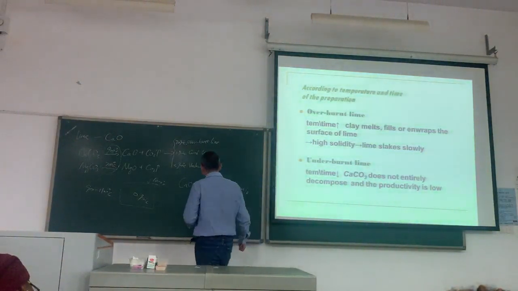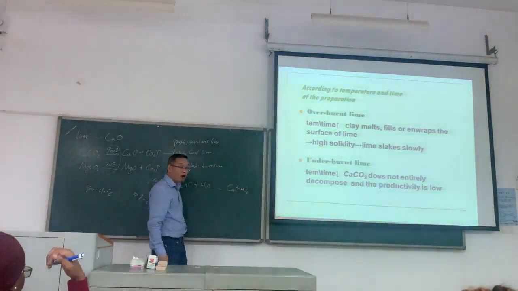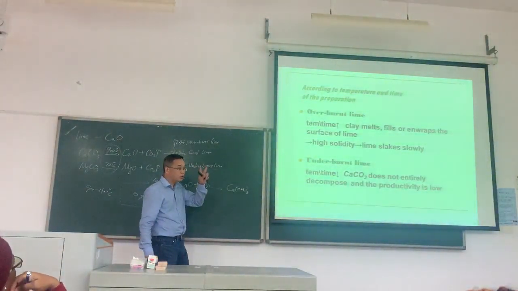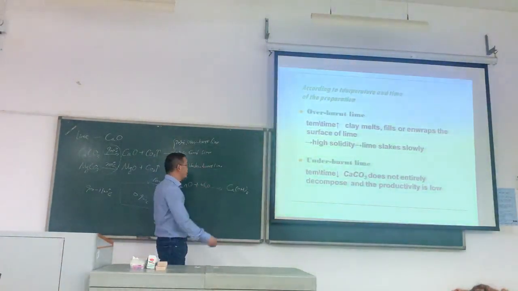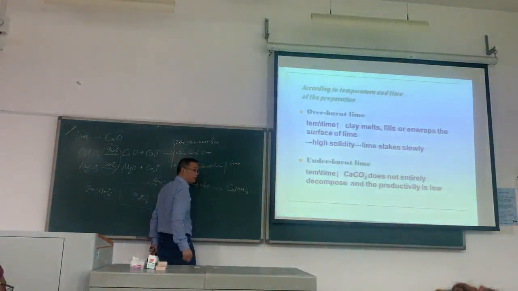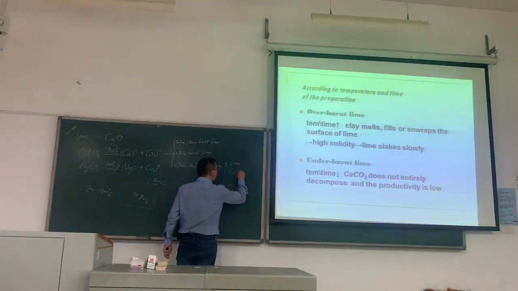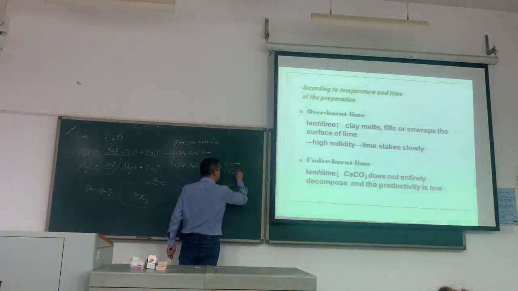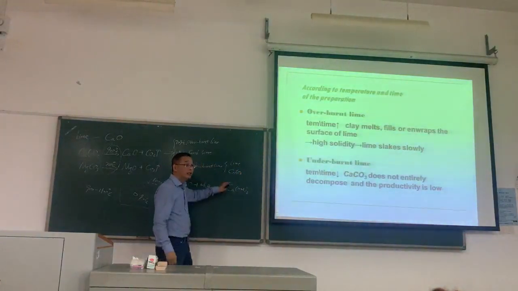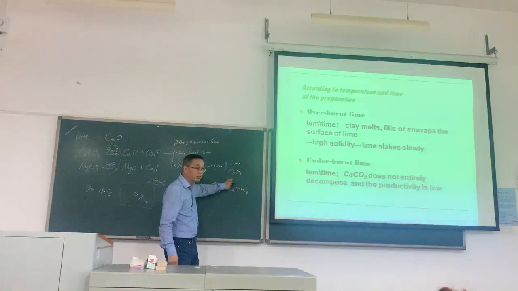So maybe for the underburnt lime, there are two kinds of substance in it. The first one is lime. Some of the substance is lime. The second one is the part that cannot be decomposed entirely.